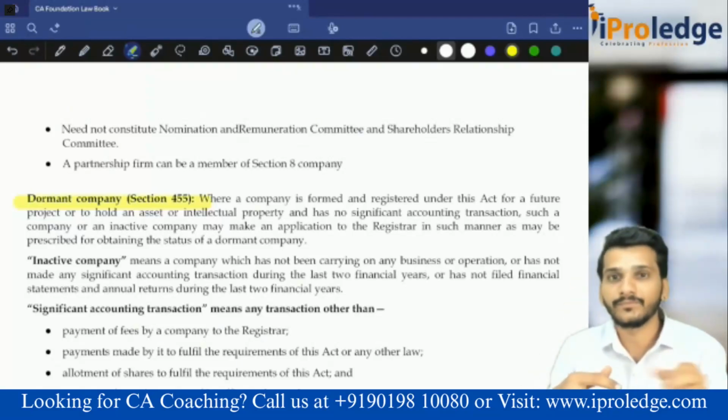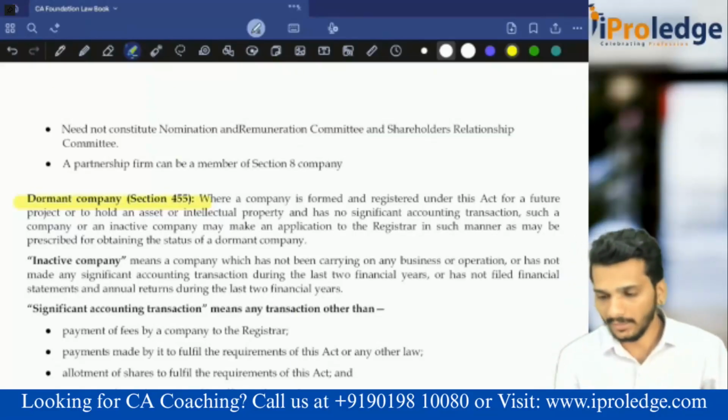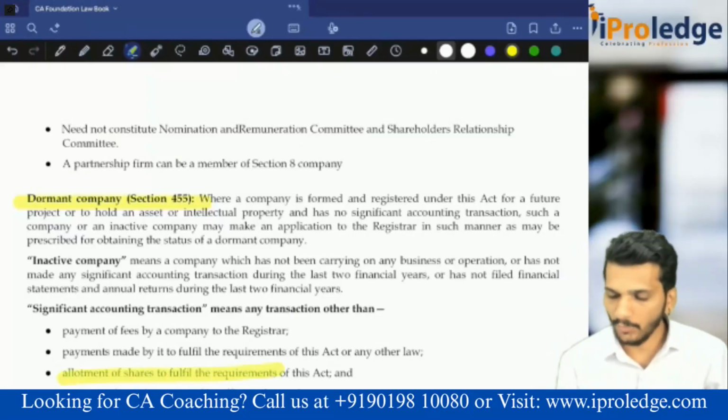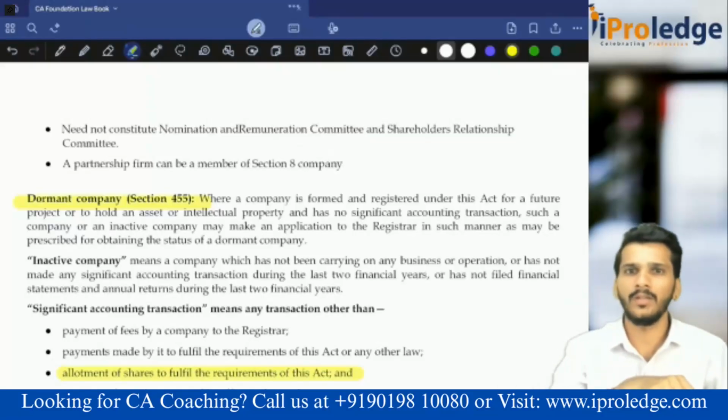In capital, as I said, allotment of shares to fulfill the requirements of the act. When shares are issued, how much is it, 1 rupee, 2 rupees? There is no prescribed capital. It is up to them.